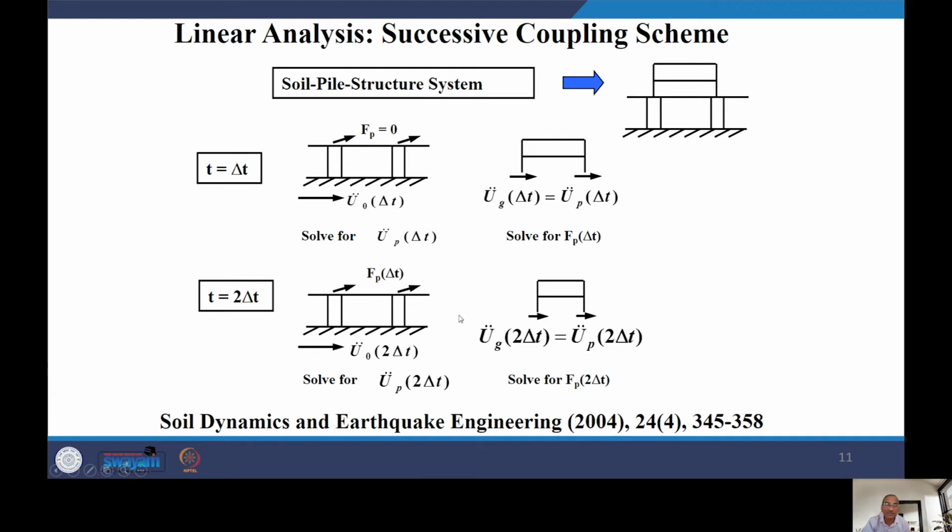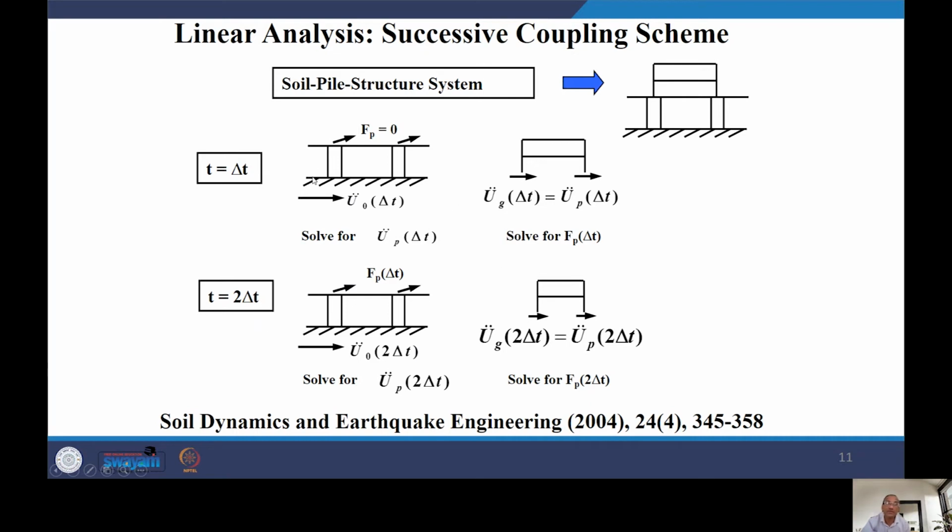Now in the second time step, this foundation subsystem, which is considered pile group, is subjected to earthquake excitation, which is usually acceleration at the second time step, as well as the forces at the pile heads, which was obtained in the system. Now we solve in the second time step and find out what are the acceleration acting at the pile head, and that acceleration will be input to this subsystem, and we keep going on. So this is a step-by-step analysis.